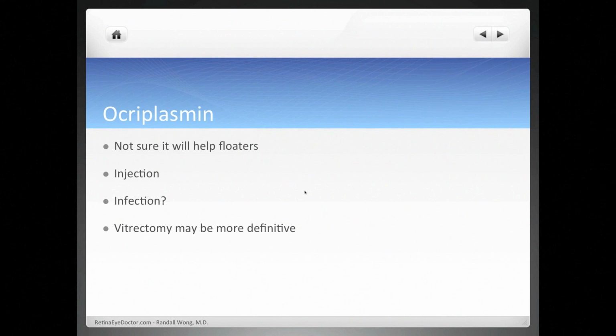Remember that ocriplasmin is given as an injection in the office, and every injection that we give in the office has a risk of infection. And the risk of infection of current drugs that we inject into the eye in the office, I'm sorry, they rhyme, is greater than vitrectomy. Whereas I'm advocating vitrectomy, if you really need it, is a much more definitive procedure and is actually safer in terms of chance of infection. And I would submit we don't actually know the chance of infection with ocriplasmin because it's just been introduced.